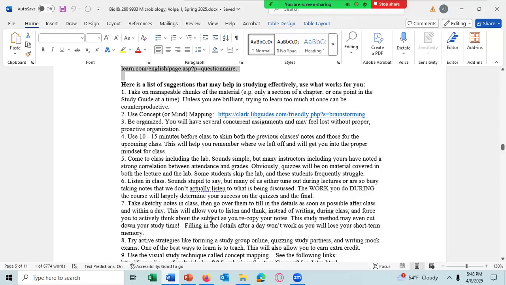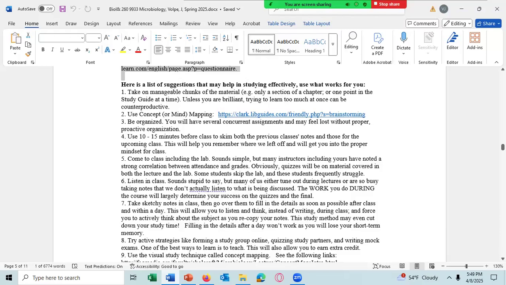This will allow you to listen and think instead of writing during class, and then force you to actively think and add to your notes when you recopy them. The study method may even cut down on your study time. Filling in the details after a day won't work, as you will lose your short-term memory. So you must go over your notes before one day.